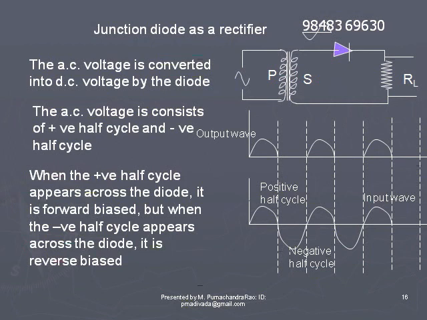And no current will be noticed in the load resistance whenever the negative half cycle appears across the diode, because the diode is reverse biased. When the diode is reverse biased, there will be no current flowing in the load resistance. A current is present only during the positive half cycle, and that current is also a pulsating current which rises to a maximum value and then comes to zero. Such a pulsating current flows in the load resistance. This current is created due to the pulsating voltage, which is DC voltage.